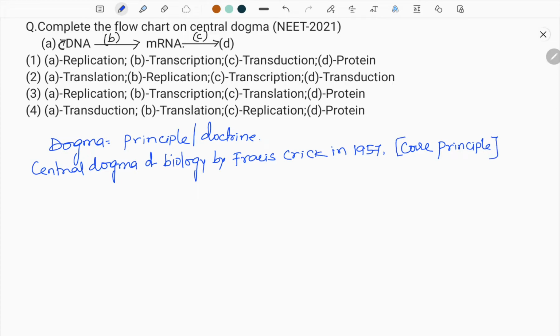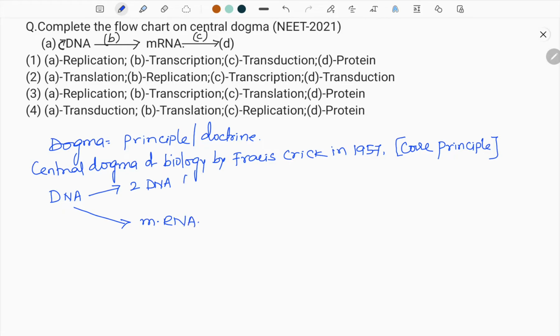What does it mean? We know that the master chemical is DNA. When the DNA double helical structure was discovered, when DNA was found to be the genetic material of all organisms except some viruses, many concepts about the DNA were revealed, among which one is the central dogma of molecular biology. So, basically speaking, DNA has got two functions. DNA can give rise to two DNA molecules, and the same DNA can give rise to mRNA, that is messenger RNA.